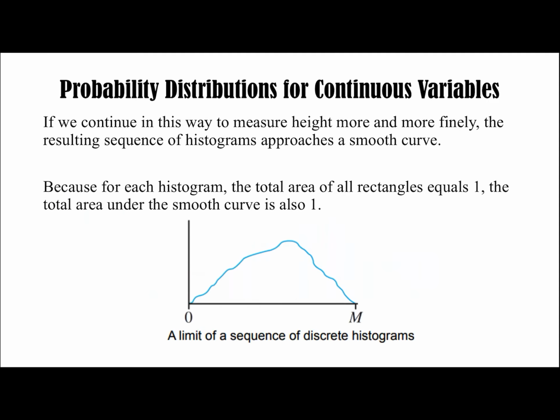And if we continue in this way, measuring height more and more finely, the rectangles in the histogram become narrower and narrower, so they approach a smooth curve. And in this case, the function which represents the smooth curve is known as the probability density function, or in short form, PDF. Now, because for each histogram the total area of all rectangles is equal to 1, the total area under the smooth curve is also 1.